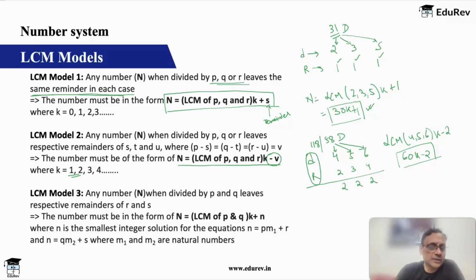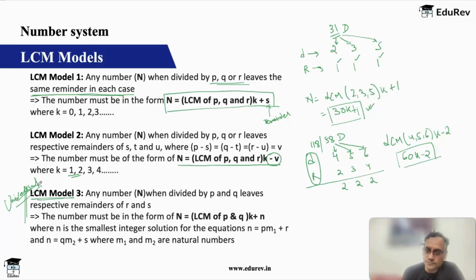Okay, and then you have the third model, most important model, where there is nothing common. The remainder is not same, divisor minus remainder is also not same. So this is more of a universal model which applies in all cases. And this you will not understand from what is written here. Let's take an example and then I will explain this to you.